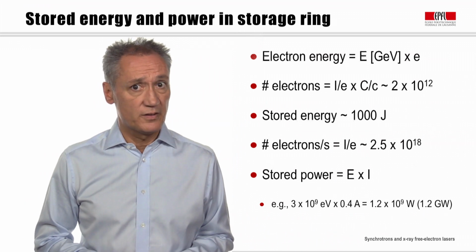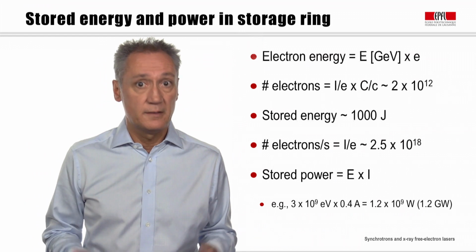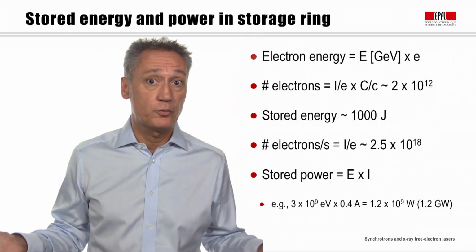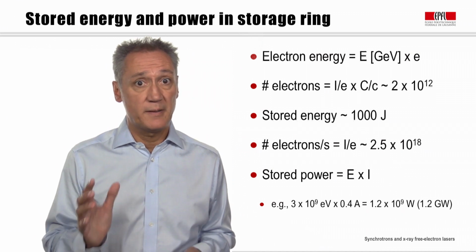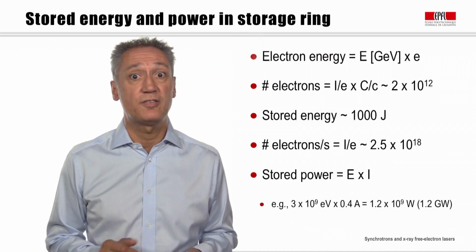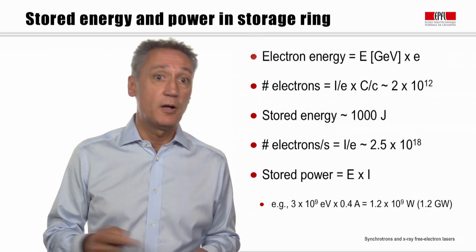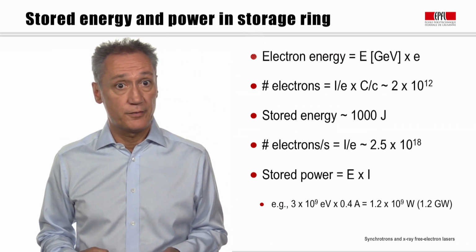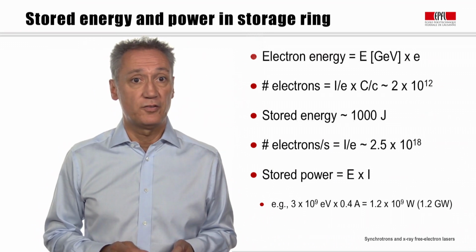The stored energy is simply their kinetic energy, or storage ring energy E, multiplied by the number of electrons within the ring at any one time. Now, this latter amount is simply the current in amps divided by the elementary charge of the electron and multiplied by the storage ring circumference, big C, and then divided by the speed of light, little c.